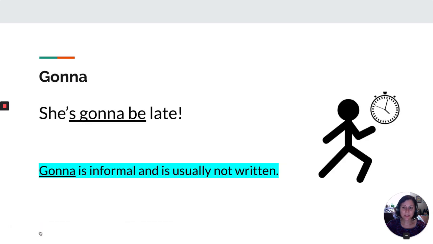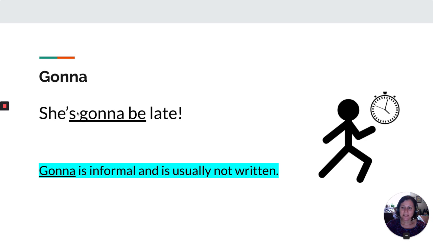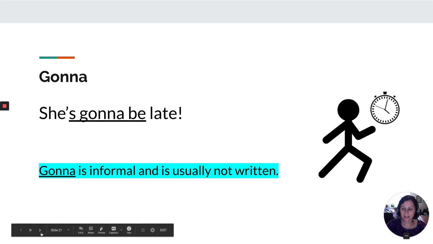Sometimes you hear this word gonna. She's gonna be late. This is like saying she's going to be late. This is because we speak quickly in English, and sometimes we blend going to into gonna. This is informal and it's usually not written.